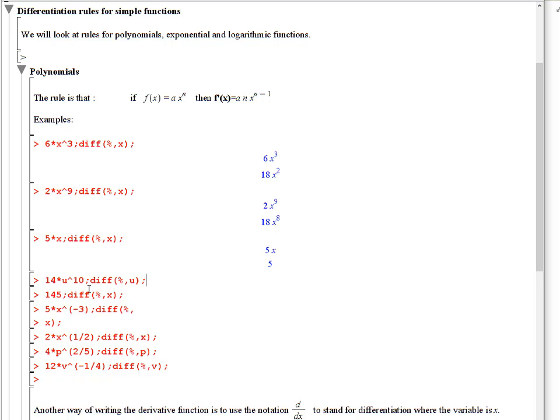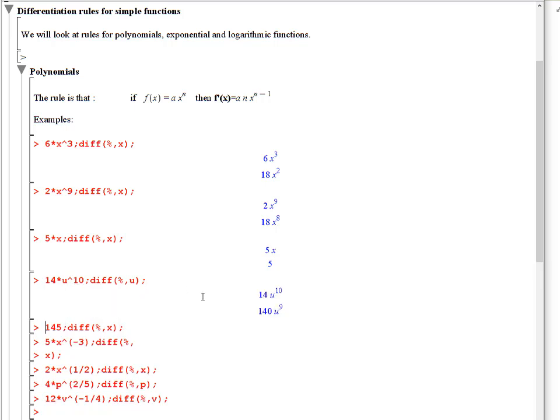Let me try and confuse you with a bigger number, 14x to the power 10. Okay, 140x to the power 9.